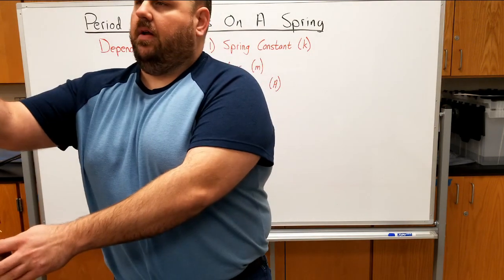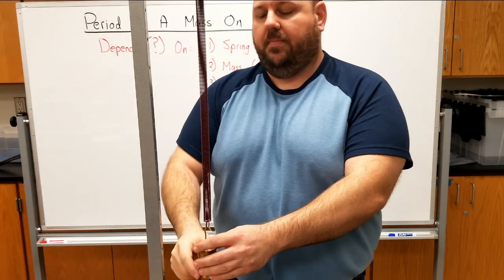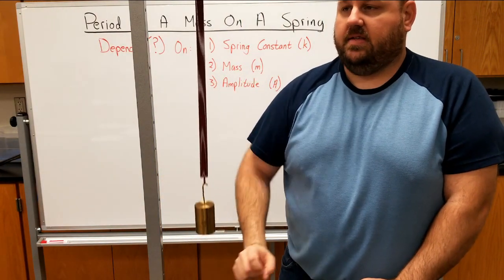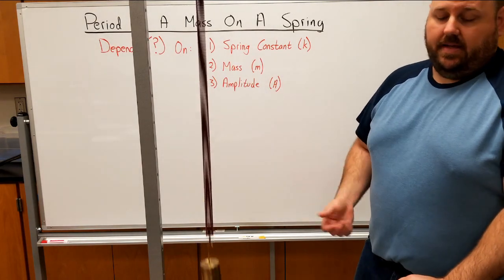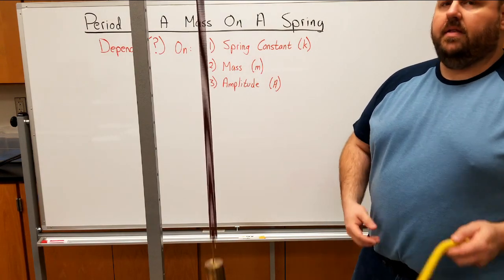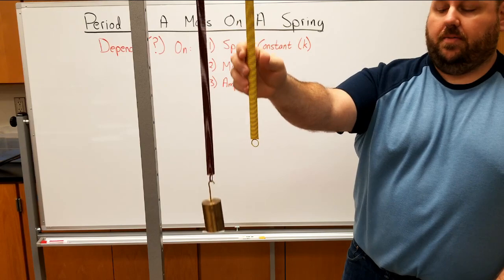So here we've got our mass on a spring system. This is a red spring, and I've hung a 500 gram mass on there. And if I just kind of set that in simple harmonic motion, you get an idea for about how long that takes. So first, let's see if the spring constant matters. The spring constant I can change just by grabbing a different spring. So the spring is yellow.